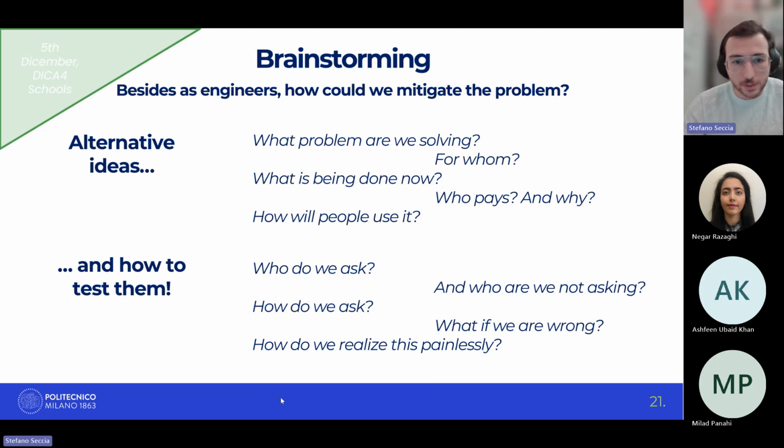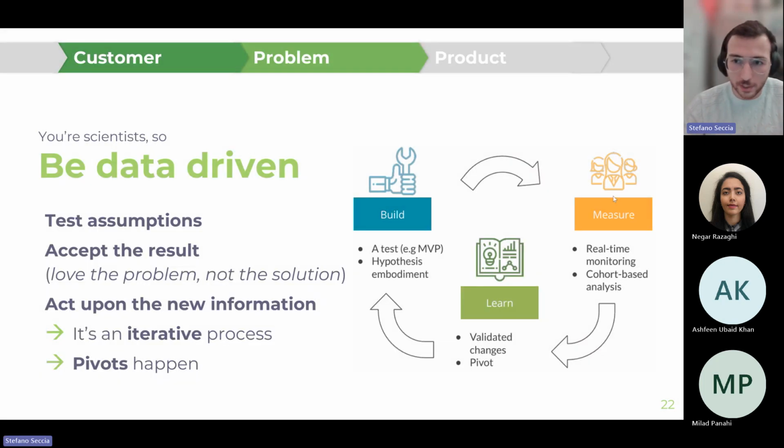And how do we test these questions? Obviously, we're scientists, so let's be data-driven, test the assumptions, accept the results, love the problem, not the solution, and act upon the new information. This is an iterative process. Pivots will happen. You will find new information that you didn't expect by speaking with the people that actually have the problem. And this information needs not to be ignored, but needs to be included in the iterative process of finding a solution.